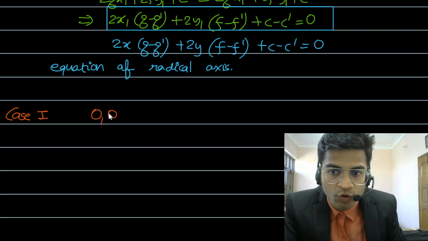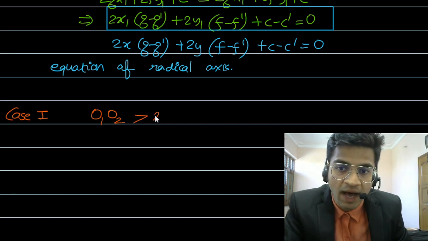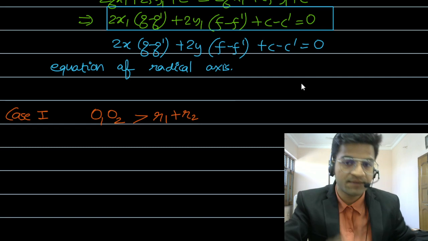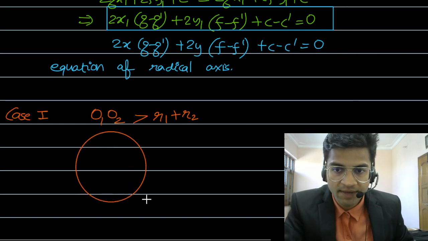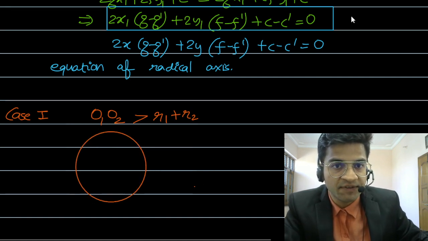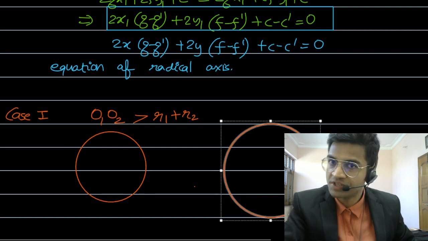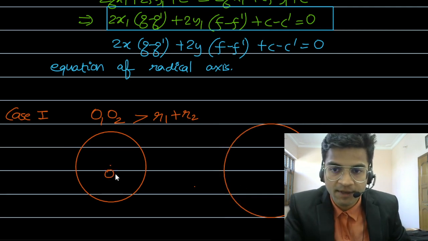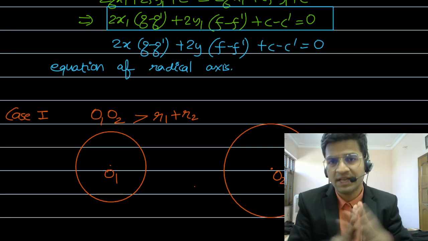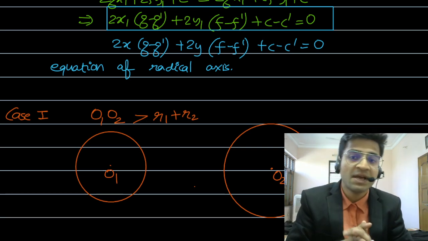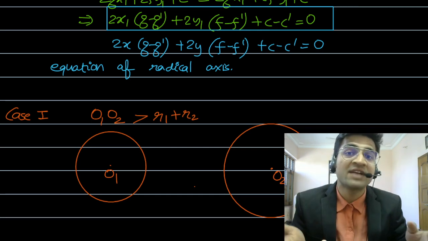Case 1: O1O2, the distance between O1 and O2, is more than R1 plus R2. So in the first case we have two circles, and the distance between their centers is more than the sum of their radii. This is O1, this is O2. Although we need not go in depth here, what we have to understand is the significance of the radical axis over here.